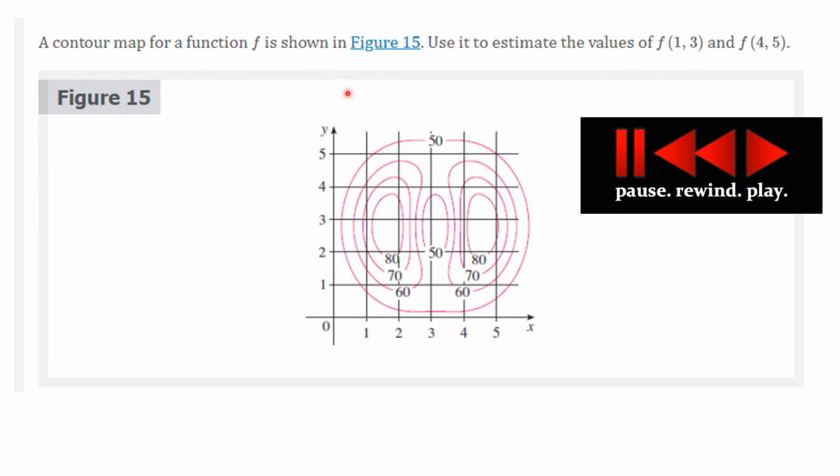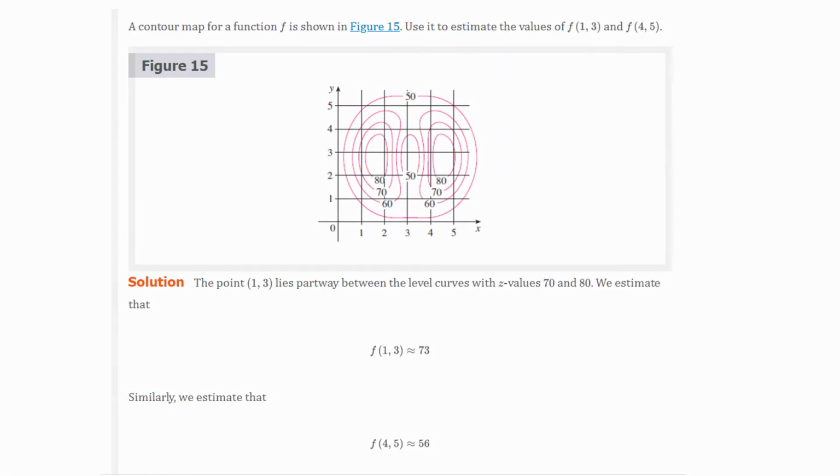So we're talking about a contour map with function f, and here's the function f. Use this contour map to estimate f(1, 3) and f(4, 5). You know what to do. Let's see how you did. Okay, so the point (1, 3) lies partway between the level curves with the z-values of 70 and 80, and if you look at how far it is between the two, you can guess that that is approximately 73. Similarly, we look at (4, 5), and we can approximate that as being 56.